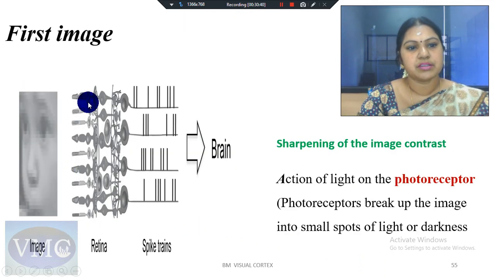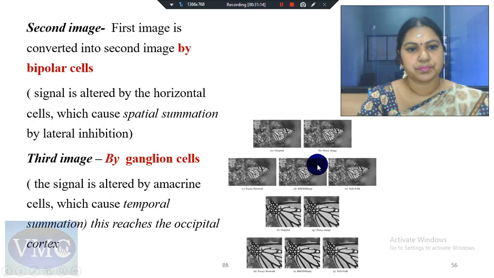For the first image, when the light falls on the retina, it falls on the receptor cells, then goes to the bipolar cells, modified with the help of your horizontal cells, passes information to the ganglion cells, and this information is projected to the brain through the pathway. So what happens here? Action of light on the photoreceptors. Photoreceptors break up this image into small spots of light and darkness. This is the first image. Sharpening of image contrast occurs as it passes through.